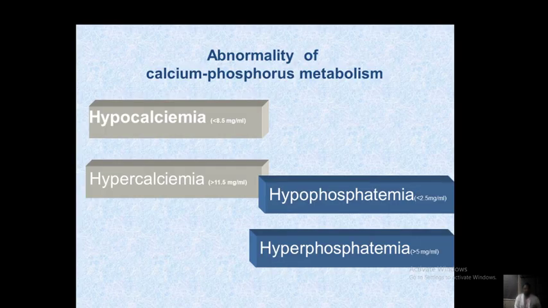Let's come to the abnormalities: hypocalcemia, hypercalcemia, hypophosphatemia, and hyperphosphatemia. Let's see them one by one. I hope you understood the regulation part very well, because I have repeated it multiple times. The regulation part is more important: the mechanism of how calcium and phosphorus are regulated, by a total of three hormones from different locations that do the same thing. Calcium, vitamin D3, and PTH have almost the same function, and the opposite function is from calcitonin. Please read this part very carefully, it's very important.